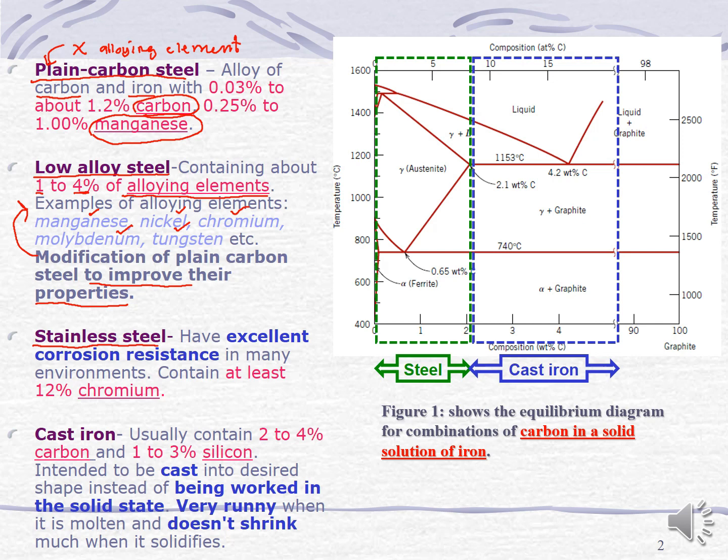Okay, next, look at the stainless steel. Stainless steel has an excellent corrosion resistance in many environments. It contains at least 12% of chromium because stainless steel is under the group of high alloy.